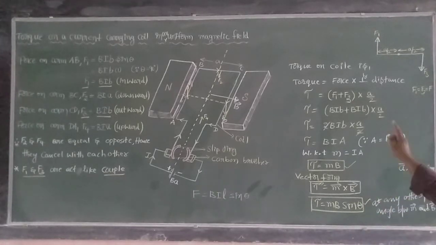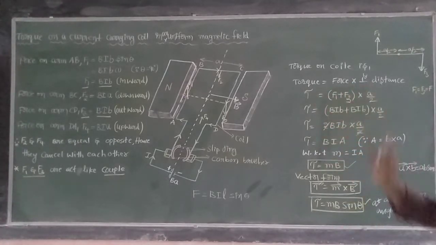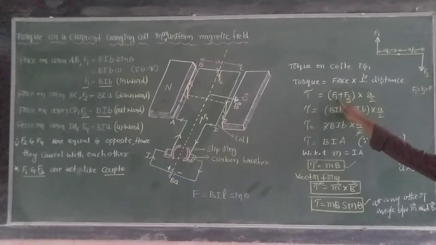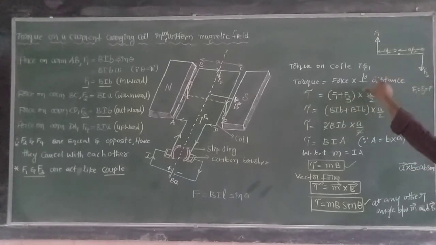Yes, this is the important concept. Now this is about torque on a current carrying coil in a uniform magnetic field. Torque means force into perpendicular distance. Force is nothing but net force. That means how many forces are acting? Those two forces we have.